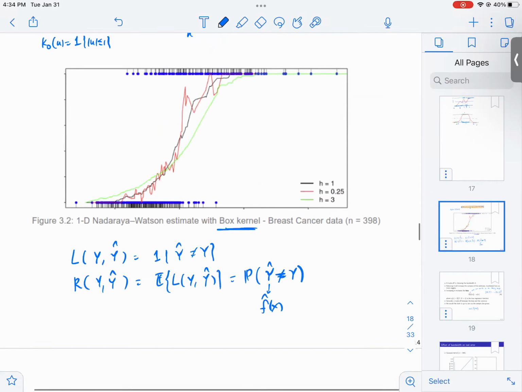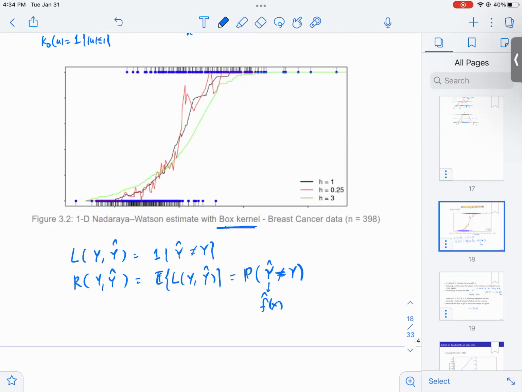Can I calculate the risk for these guys? Do we have access to this quantity? If I have it, I can try to choose the one that has the smallest risk, the smallest misclassification rate. Do I know it? Can I calculate it? The true risk.